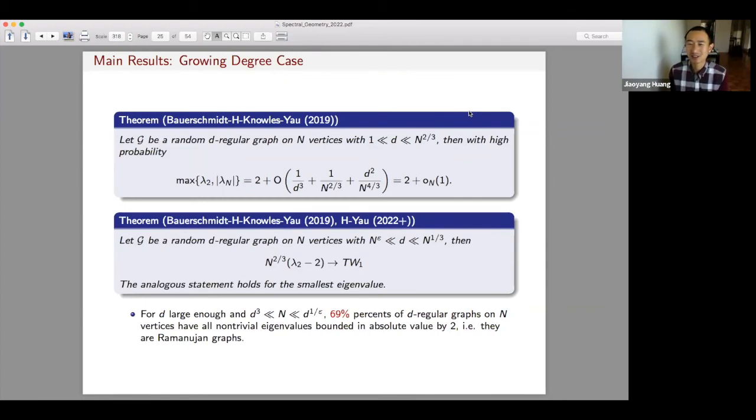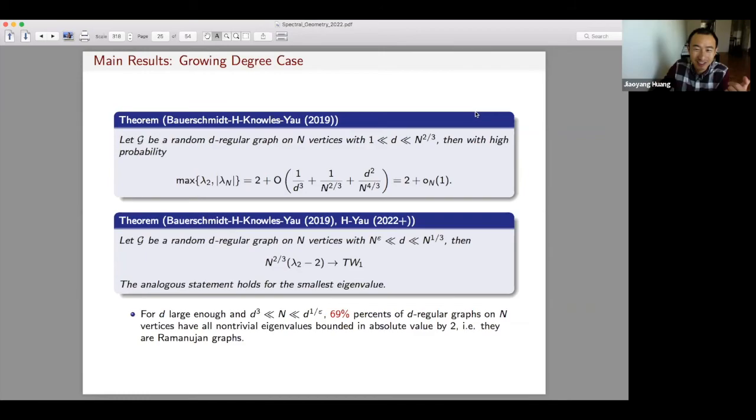It's only for degree d, which grows with the size of the graph. I was wondering if you could say in a few words how you prove the independence of the two sides, of lambda 2 and lambda n. Oh, so the proof for the universality is we have the adjacency matrix, and we also have the Gaussian matrix. We just interpolate the adjacency matrix as the Gaussian matrix.